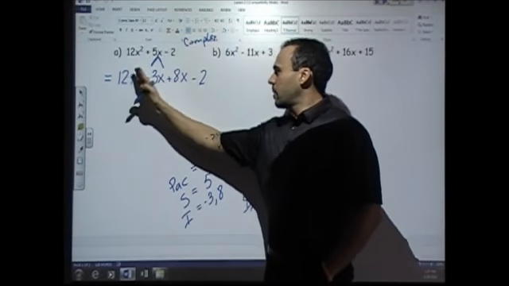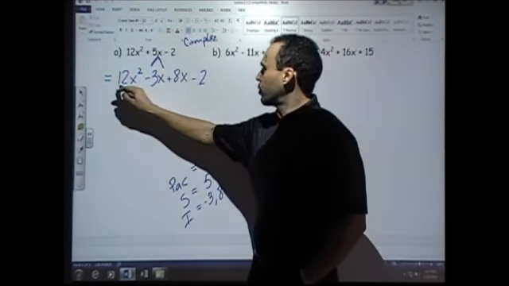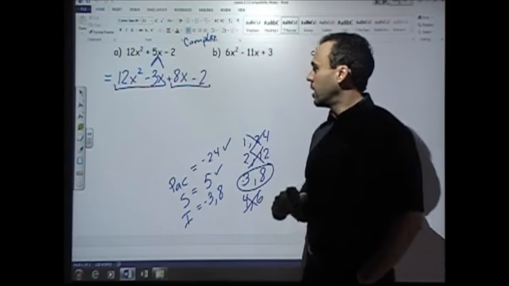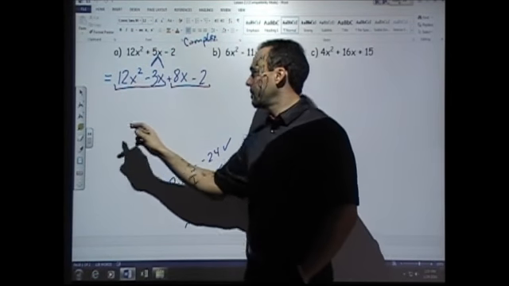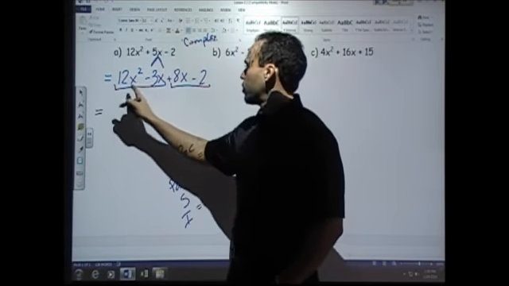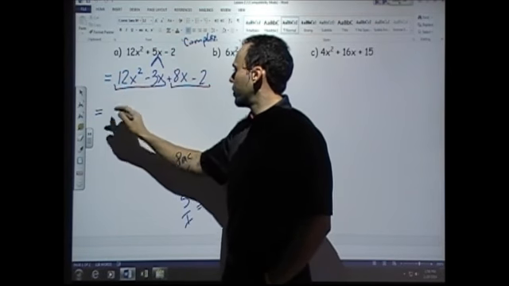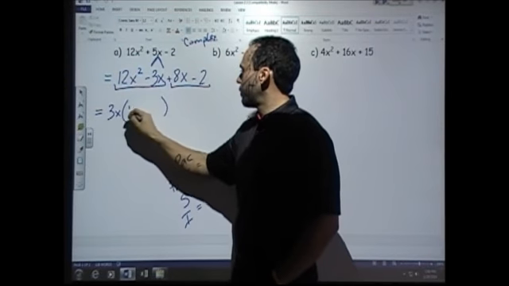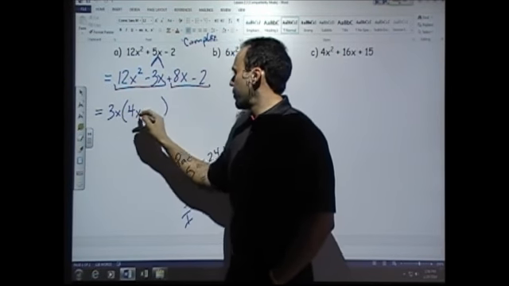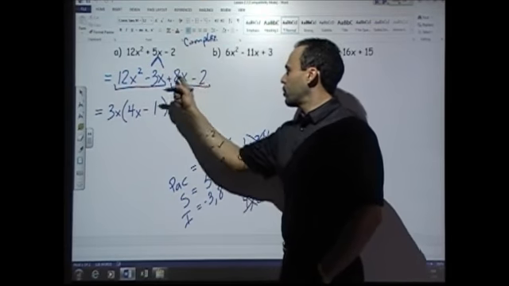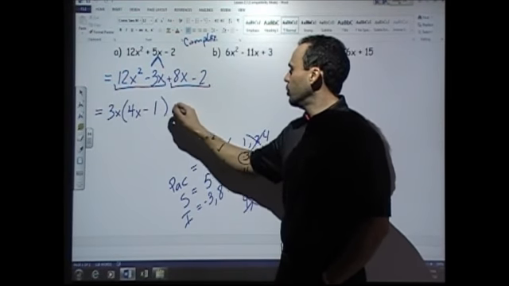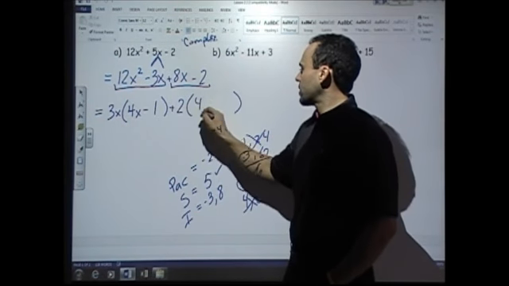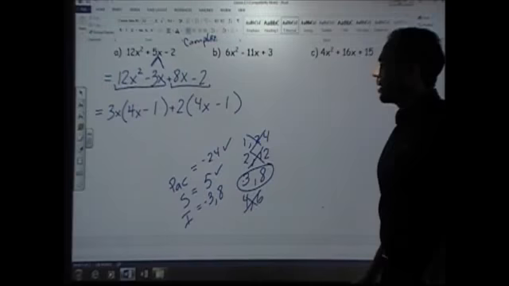Now, using decomposition, we have to group the first two terms and group the second two terms and factor using common factors. So this is factoring by grouping. Grouping the first two terms, I can factor out a 3x. If I factor out a 3x from there, I'm left with 4x, and this divided by 3x is minus 1. And then between these two things, I can factor out a positive 2. This divided by 2 is 4x, and this divided by 2 is negative 1.